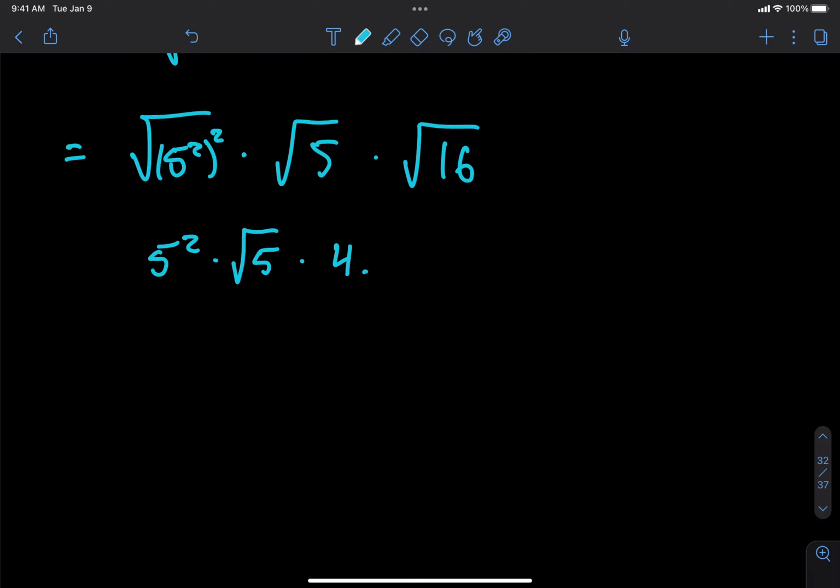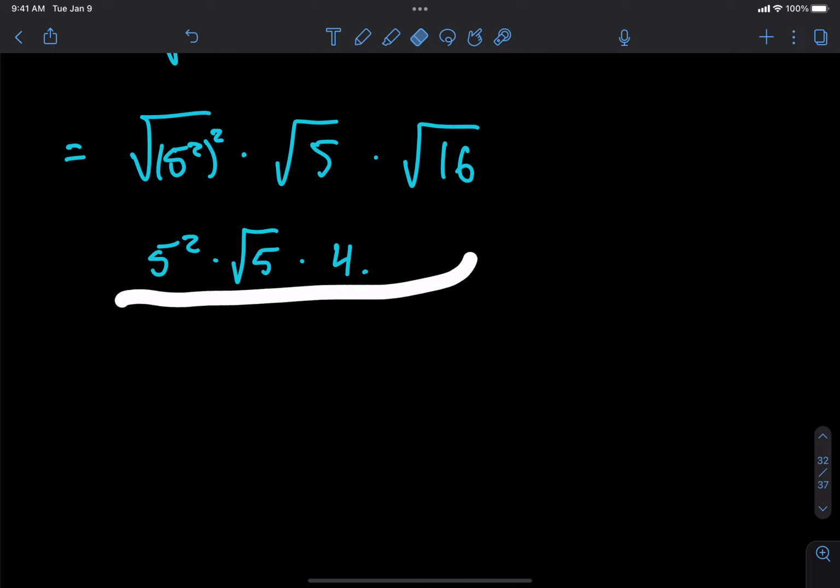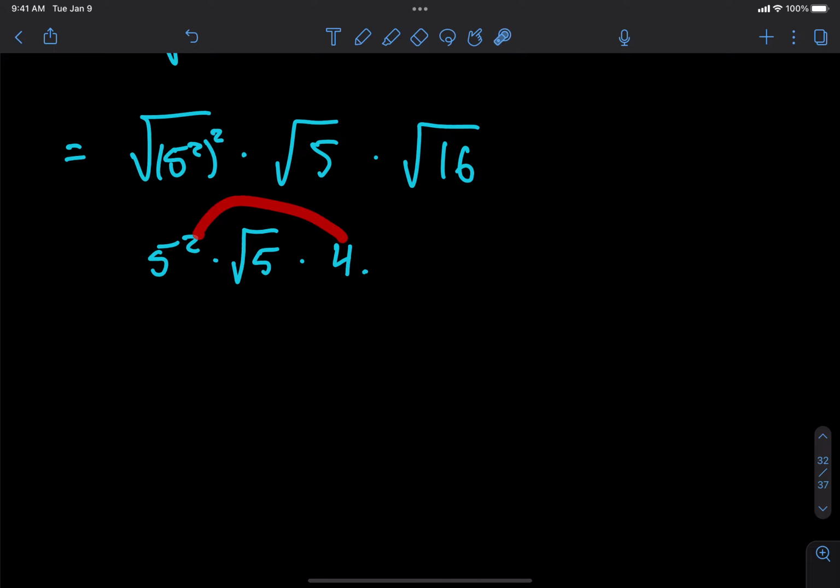So now, of course, I can do multiplication in any order that I want, right? So I can do 5 squared times 4 first, and then multiply that with the square root of 5. So I'm going to bring the 4 over. I'm going to rewrite this as either 5 squared times 4 times the square root of 5, or if you want, 100 times the square root of 5.